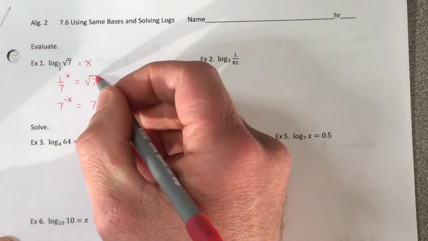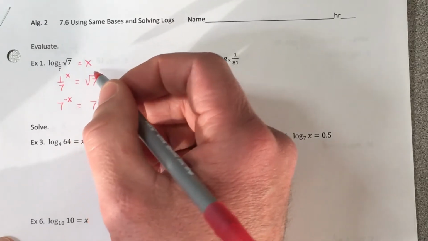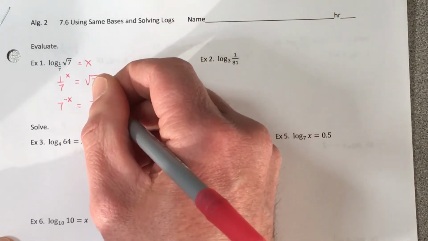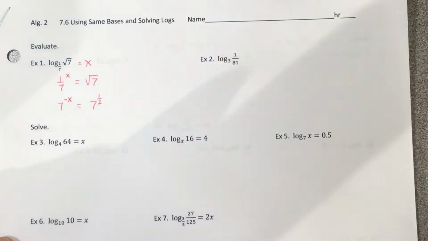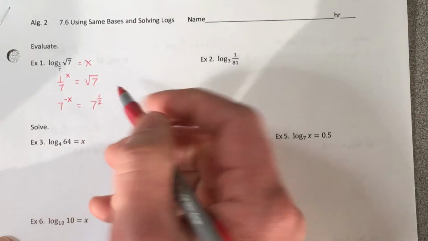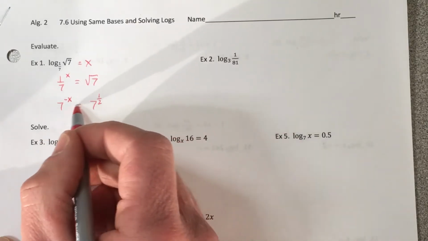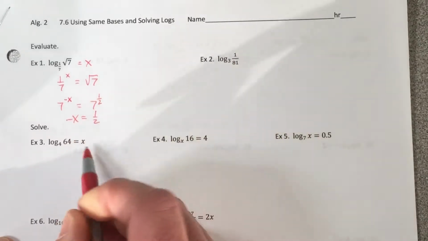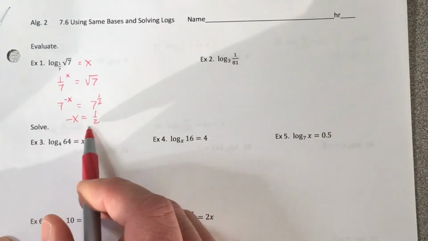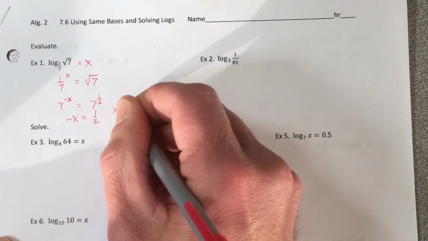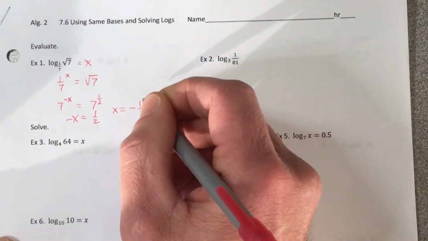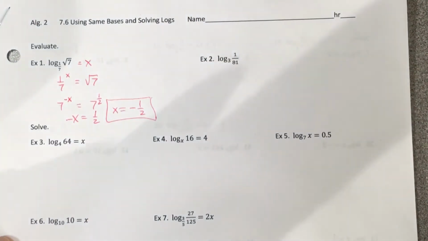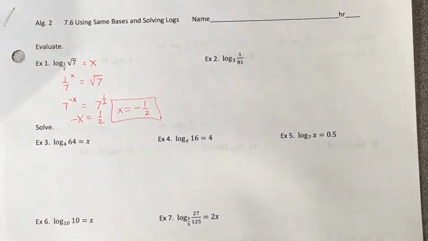The square root of 7, square roots we've learned are actually exponents of 1/2. And now that we've got our bases the same, we've learned that you can basically ignore the bases and just set negative x equal to 1/2, multiply or divide that negative over, and we get an answer of negative 1/2. And there you have it. Let's try another one.